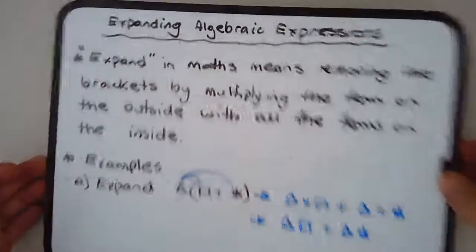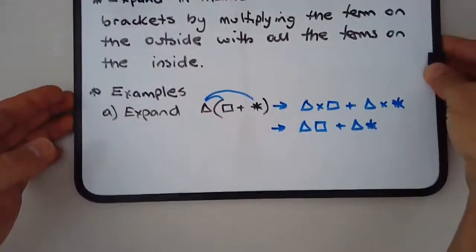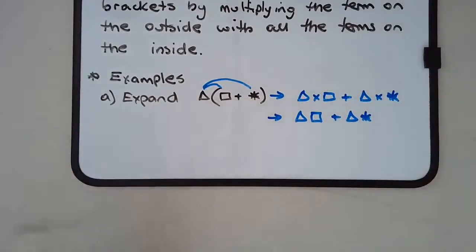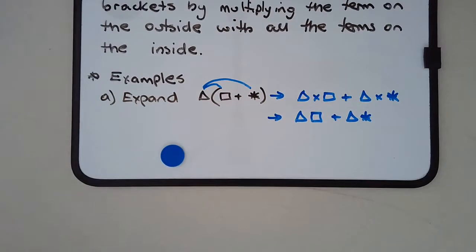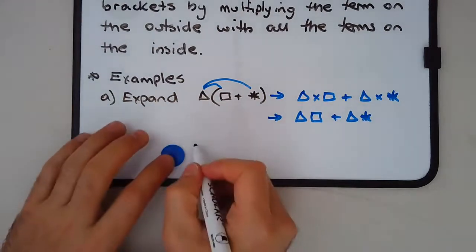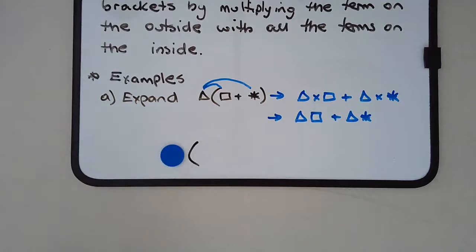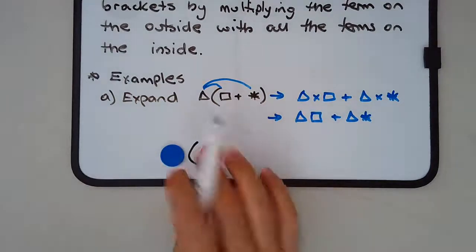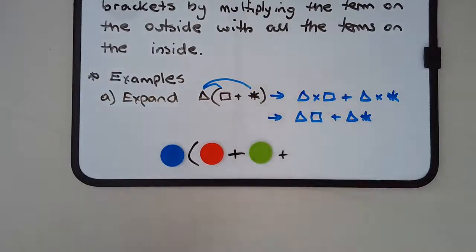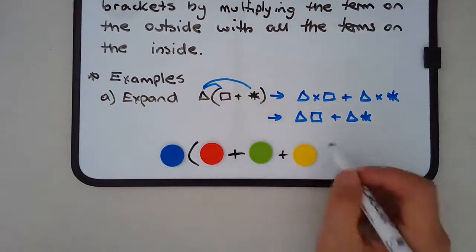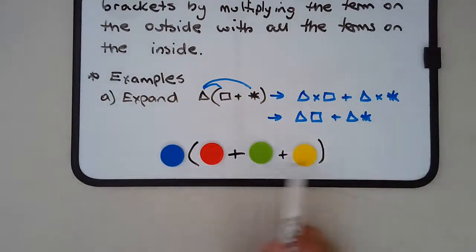I'm going to demonstrate this using counters. In fact, I might just use this part of the board here at the bottom because I'll need a little bit of space, and I'll show you how this works then. So let's say we had a blue counter, okay? Obviously you're not going to copy this down, but just watch this particular demonstration. Let's say we had a blue counter outside of a red counter, plus a green counter, plus a yellow counter. And you're asked to then expand that expression that involves colored counters.